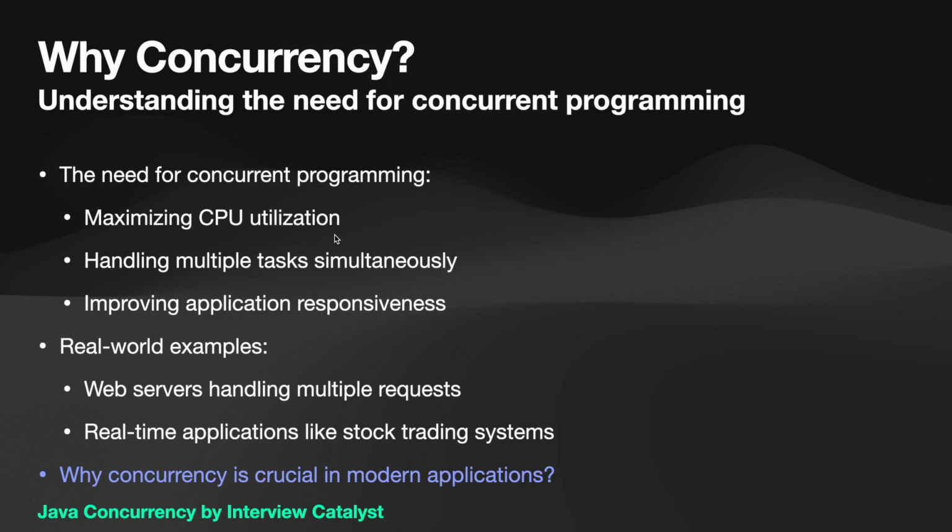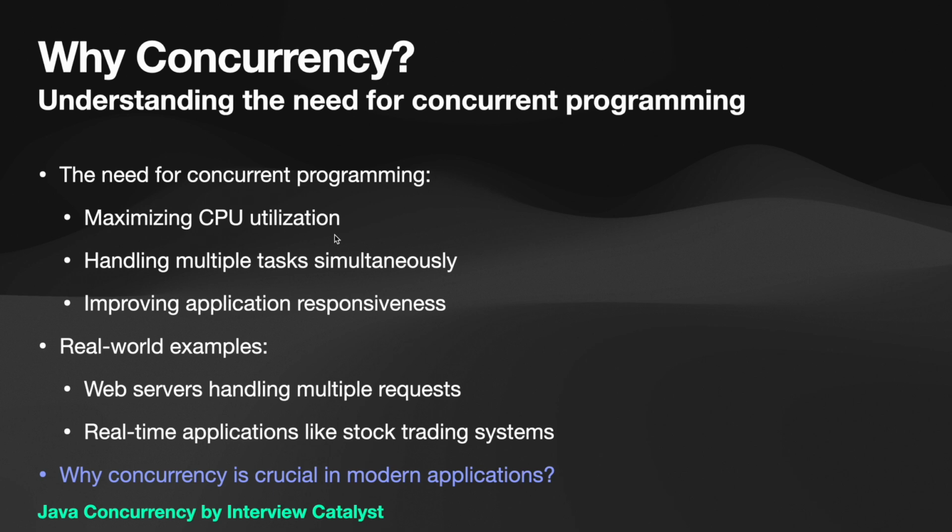Fourth reason is scalability in distributed systems. Concurrency is foundational for building scalable and distributed systems. It helps distribute workloads effectively across different machines or services. For example, a cloud-based microservices architecture uses concurrency to process millions of transactions simultaneously. The example is the UPI system in India.